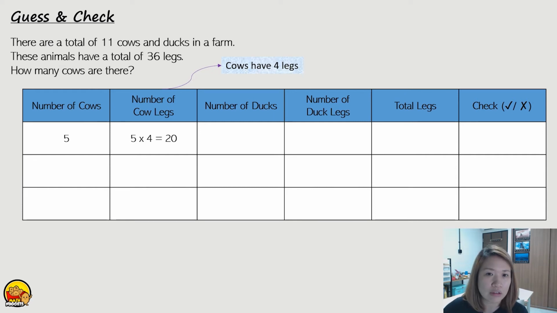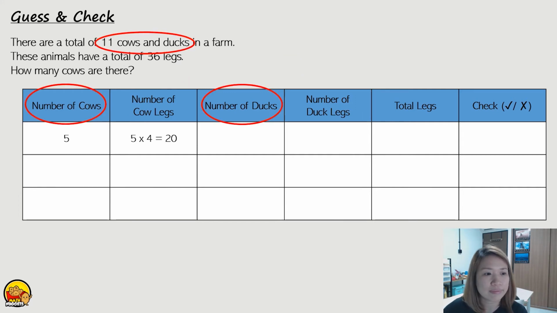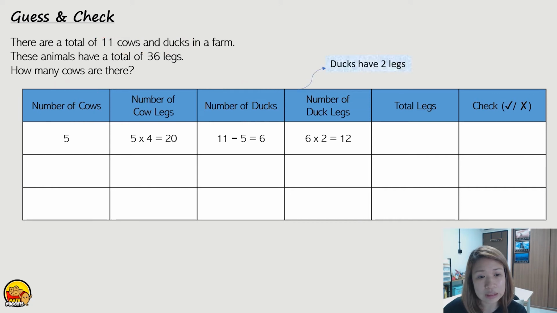Next, if there are 5 cows, how many ducks would there be? There are total 11 animals. If there are 5 cows, means the number of ducks would be 11 minus 5. So there will be 6 ducks. Now let's find the total number of legs that belongs to those ducks. Ducks have 2 legs. So 6 ducks times 2 legs each, they will have a total of 12 legs.